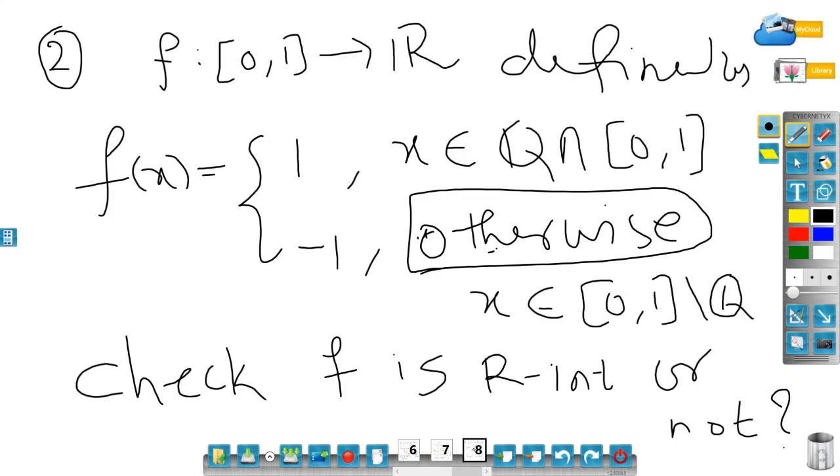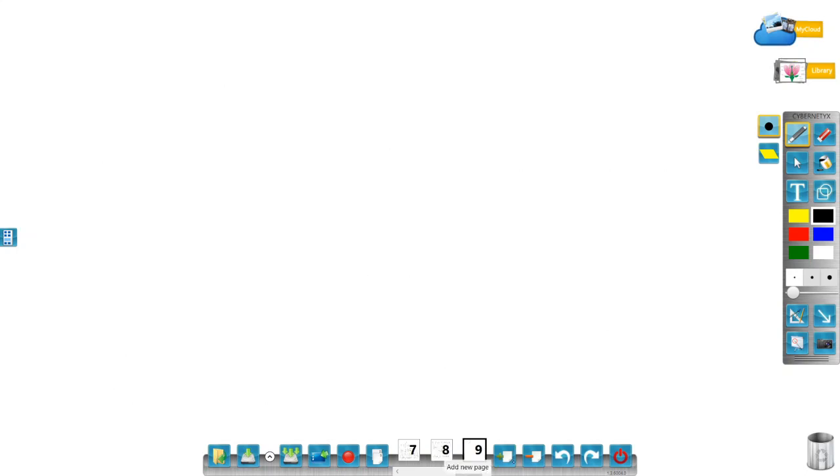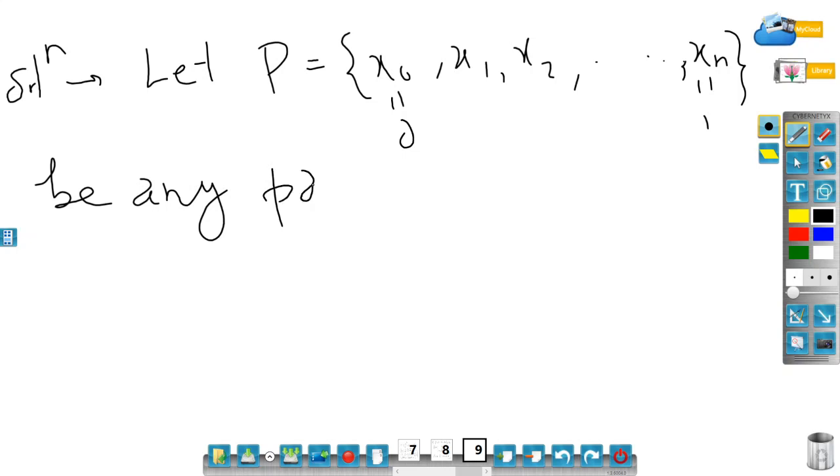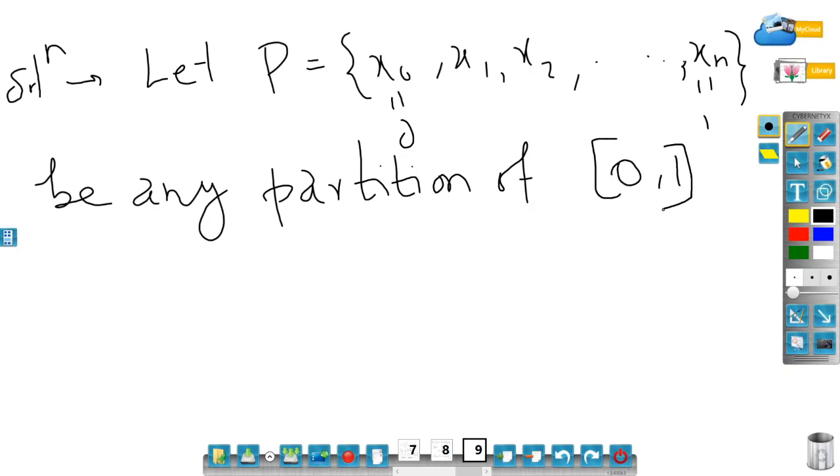Similarly, irrational. So that's a difficult task. So let's prove that. The solution is as follows. Let P = {x0, x1, x2, ..., xn}, where x0 is 0 and xn is 1, be any partition of the closed interval [0, 1].